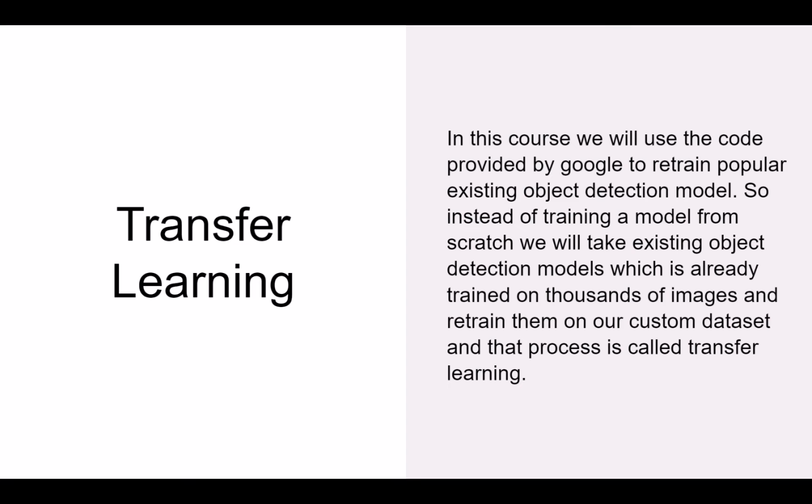It is a very useful process: instead of training a model from scratch, we take an existing object detection model which is already trained on a lot of data, and we just retrain that model on our own dataset, and we get the model we are looking for. In our case, we can take SSD MobileNet, EfficientDet, YOLO or other such popular object detection models, and we will train them on our dataset. The output model will only detect the objects which are included inside our custom dataset.